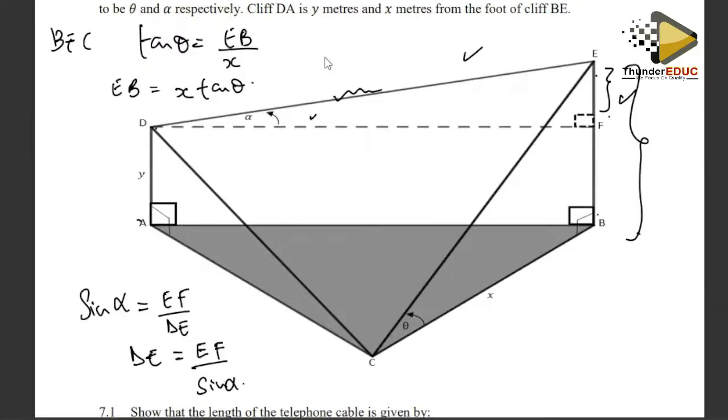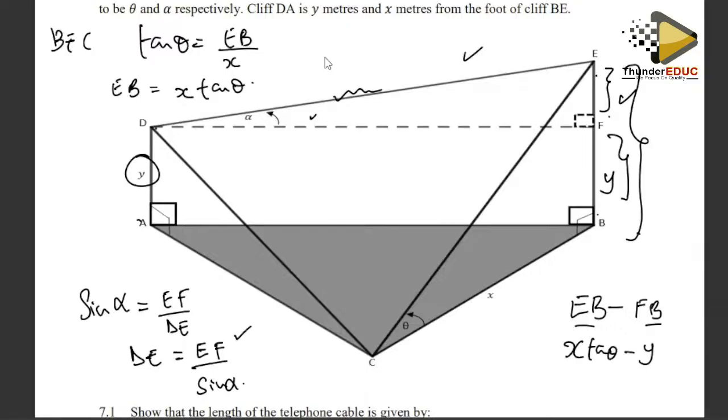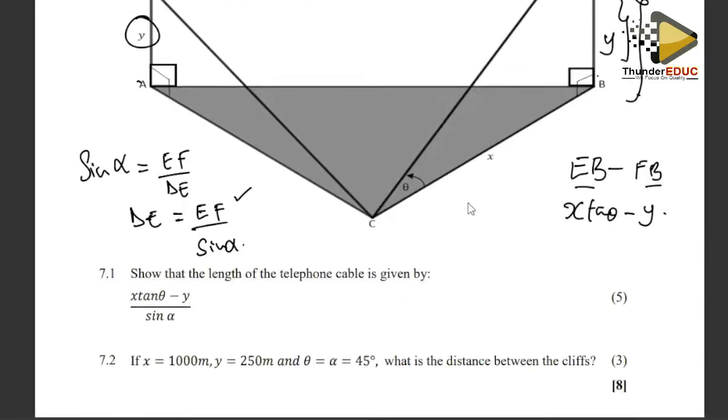Now, for us to get the EF, we need to get the EB minus the FB. Okay, they told us that this is a Y, which makes life easy now. So it's going to be X tan of theta minus the FB, which is a Y. So let's punch that to the top, meaning that we're going to have X tan of theta minus Y over the sine of alpha. Oh, that was a quick 5 marks.